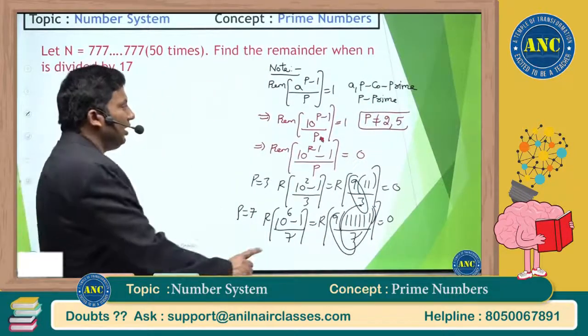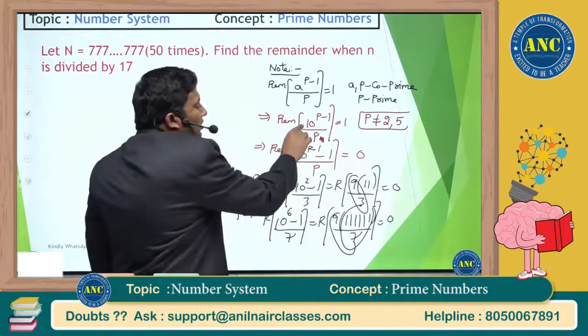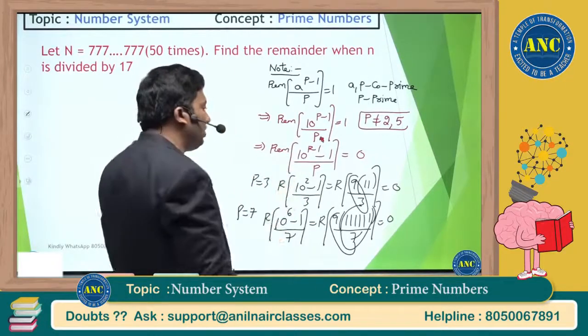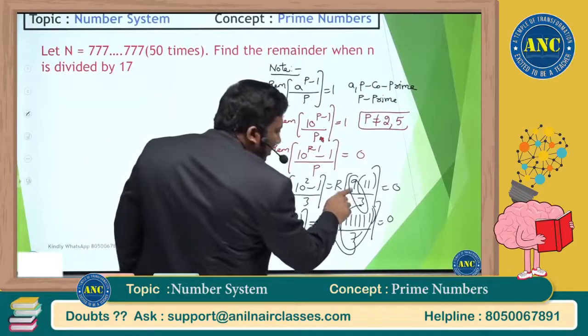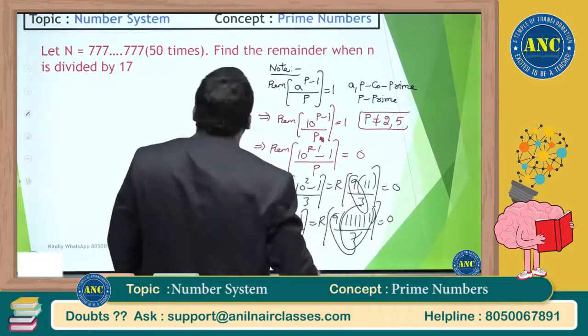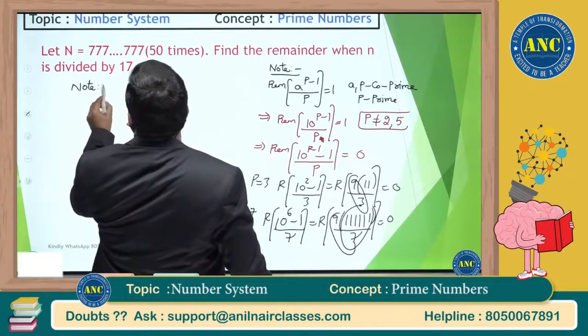Now if you see here, p should not be equivalent to 2 and 5. Why? Because these both numbers should be co-prime to each other. P should not be equivalent to 3 because if p is 3, 9 is a multiple of 3. Please write down, very, very important key point.